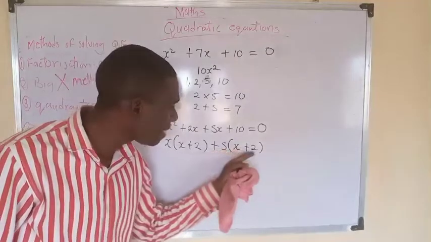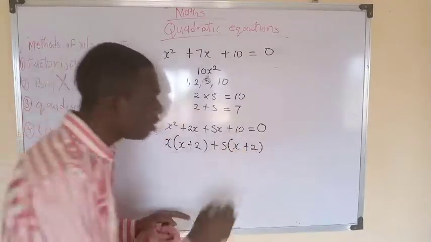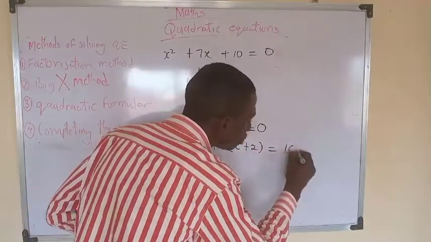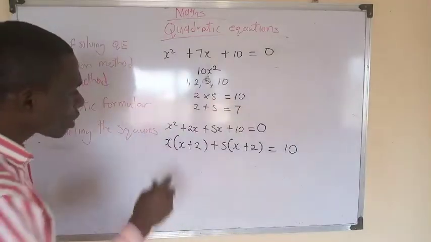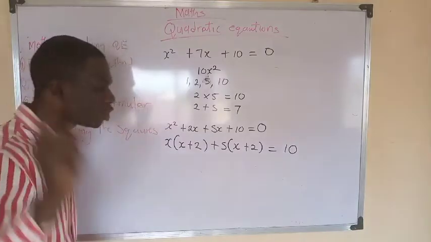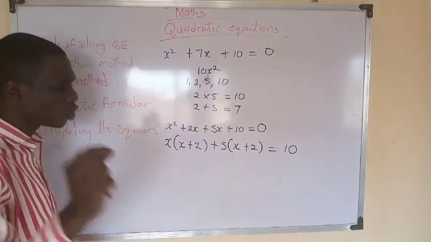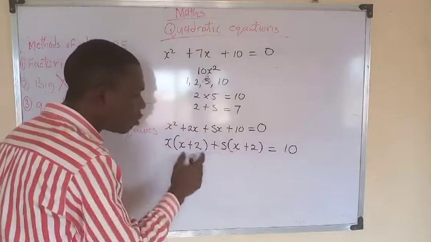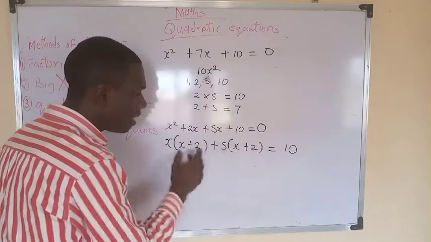And if I say 5 times 2, I have 10. Alright? So that becomes what? Equal to 0. Now, mind you, you see that these two brackets are the same. When solving a quadratic equation by the method of factorization, these two brackets must be the same. Alright? They must be the same.